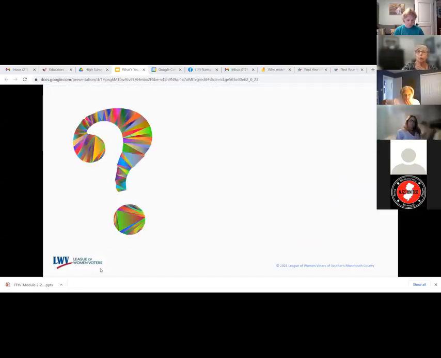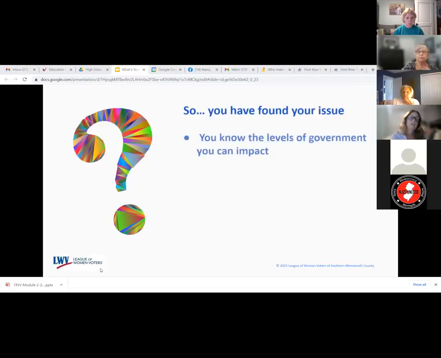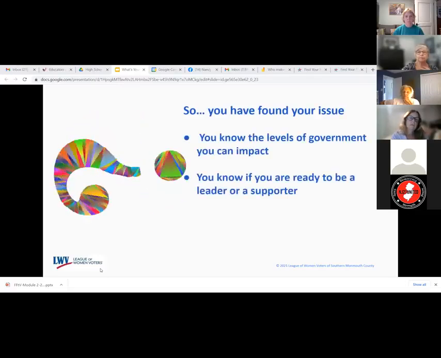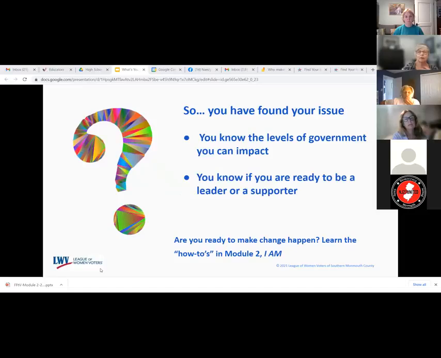Okay, so I hope that today you have narrowed down your issue. You know the different levels of government that you can impact, and you have a sense of whether you're ready to be a leader or a supporter. Are you ready to make change happen? You can learn the how-tos in Module 2, I Am the Change.